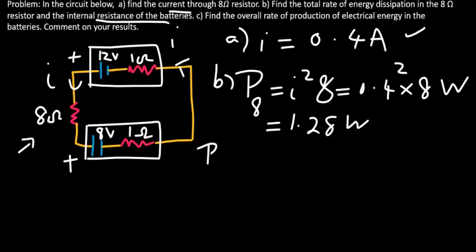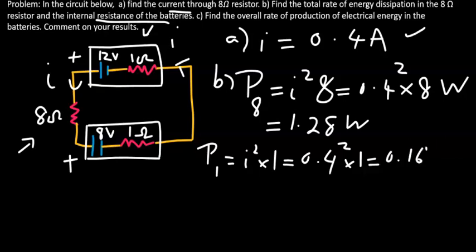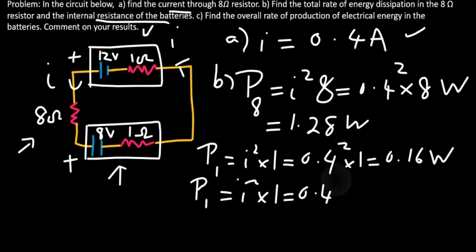Similar calculation. The power dissipated in the top 1 ohm resistor is I squared times 1, which is 0.4 squared times 1, and that's going to be 0.16 watts. And the same goes for the power dissipated in the internal resistor of the bottom battery. It's I squared times 1. I is 0.4 squared times 1, and that is 0.16 watts.